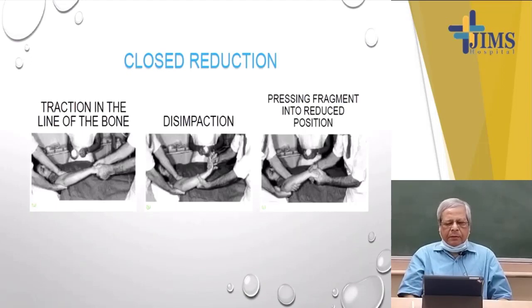Now, this is an example of a closed reduction. The fracture site is not opened surgically. You can see the traction in the line of bone. One person is putting traction here, another person is putting traction here. Then this is called disimpaction, and then pressing the fragment into the reduced position here. Then check by image intensifier, if acceptable, put a plaster from here to here.